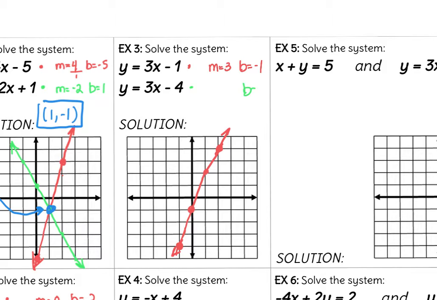So second equation, y-intercept is -4, slope is also 3. Okay, so we've got a y-intercept of -4, which is here, and we're going to run 1, rise 3, run 1, rise 3, run 1, rise 3. If I had drawn my first line nice and straight, it would be easier to see this, but basically these are two parallel lines.